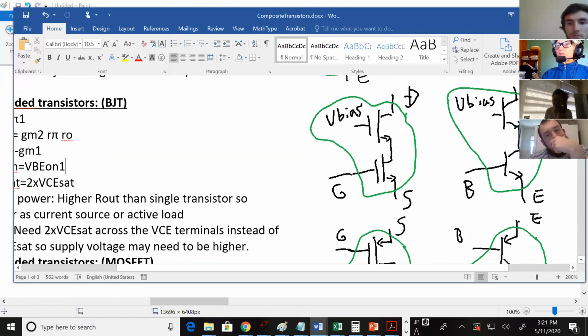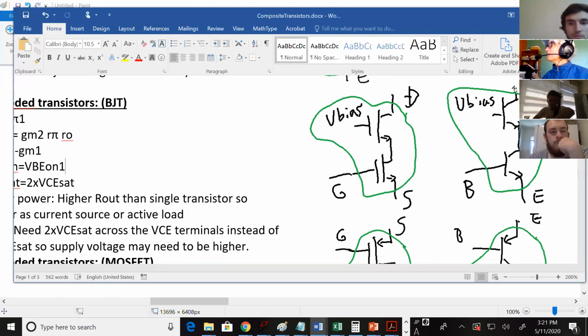And then how much voltage do you need across this one to make sure it's in the forward active region? Another VCSAT. So what's the voltage from the emitter of the compound transistor to the collector of the compound transistor? What's the minimum it can be and still have your transistors in the active region? 2 VCSAT. So this needs more voltage across it than a single transistor.